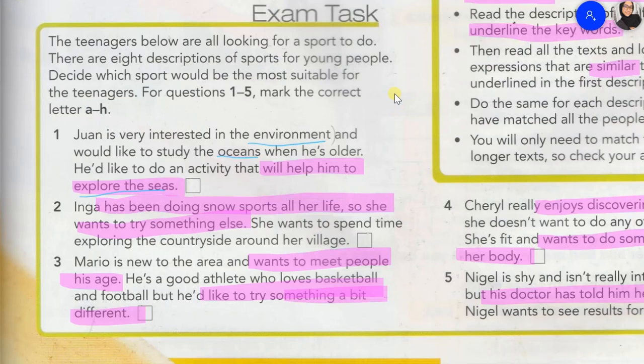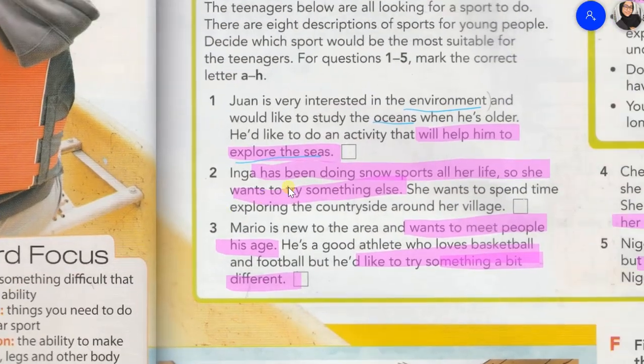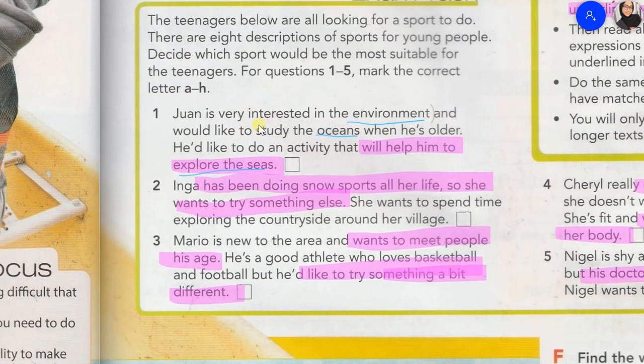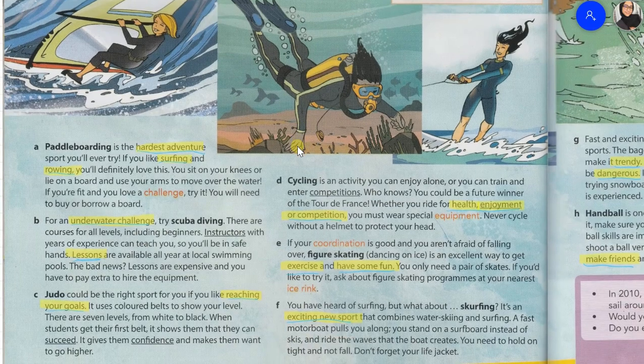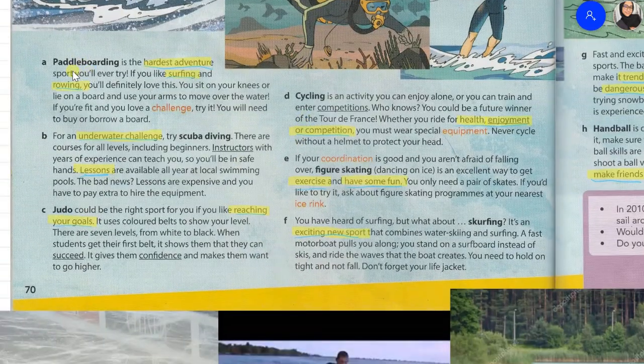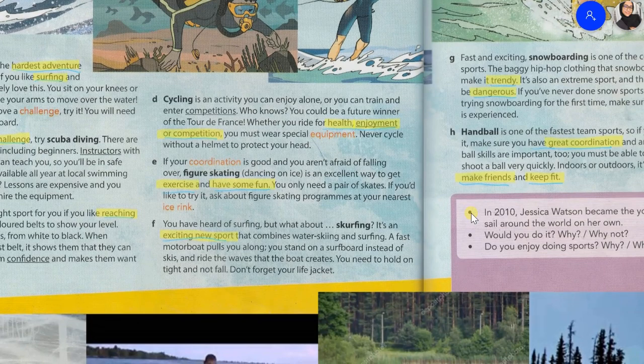Okay, now let's find the best sport for these people to join. Okay, so basically Juan is very interested in the environment and the oceans and wants to explore the seas. Okay, which sport do you think is the best for Juan? Is it paddleboarding, scuba diving, judo, cycling, figure skating, surfing? No, must be something related to the ocean.